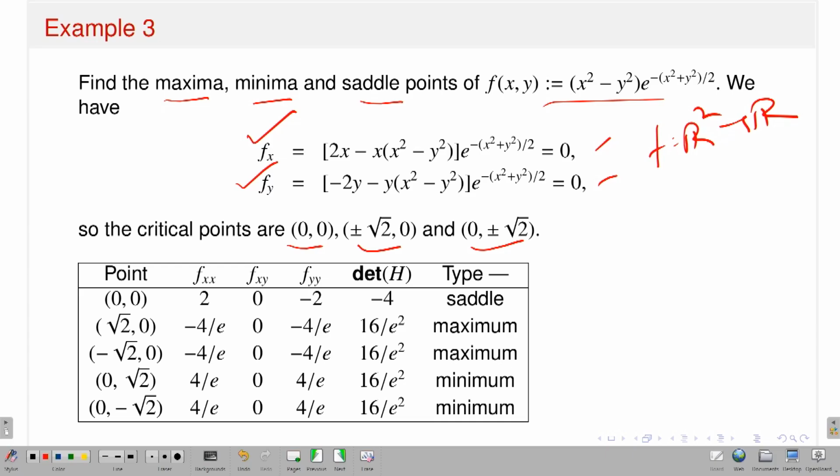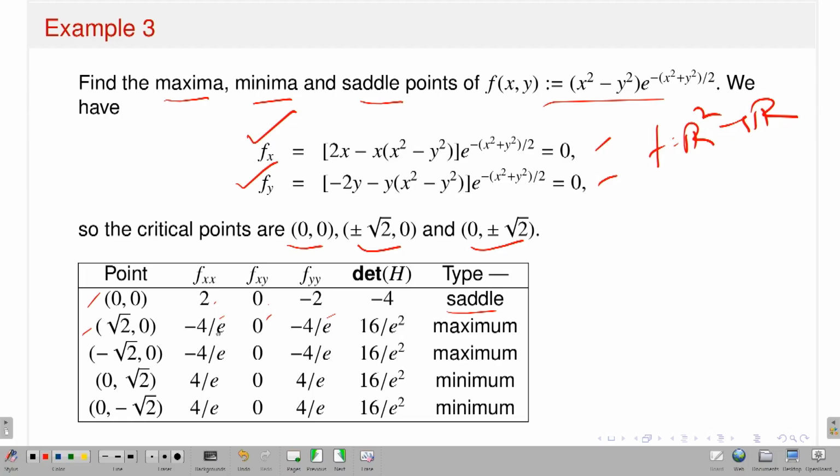If you check it, at the point (0, 0), the value of f x x is 2, 0, minus 2, and hence the determinant is negative. So therefore it is a saddle point. At the point (root 2, 0), this is the corresponding value of f x x, f x y, f y y, and if you calculate the determinant, it is 16 by e square, that means it is positive.